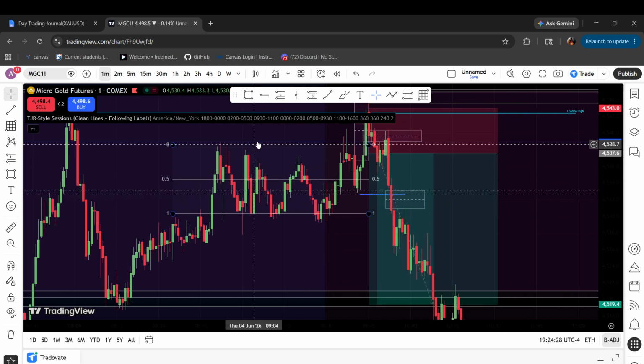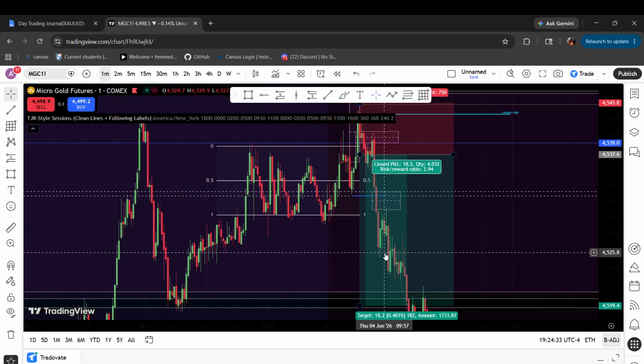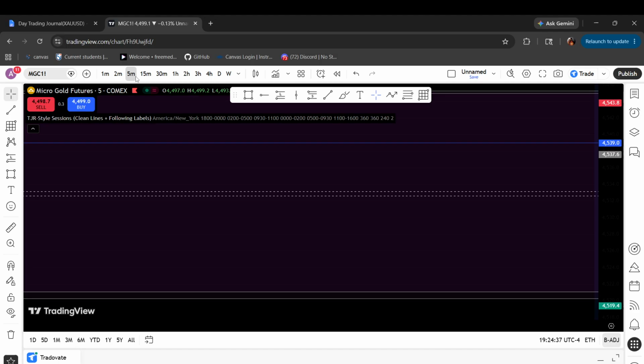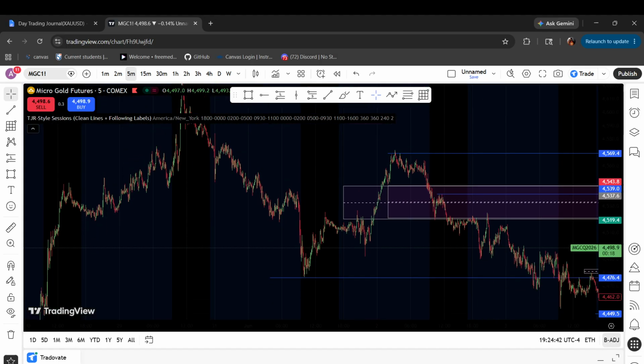I entered 2 units. I put my stops above these highs. Stop should be like here. And this is overall a 1 to 3 risk to reward ratio. So really easy trade today. Honestly, easy shorts.